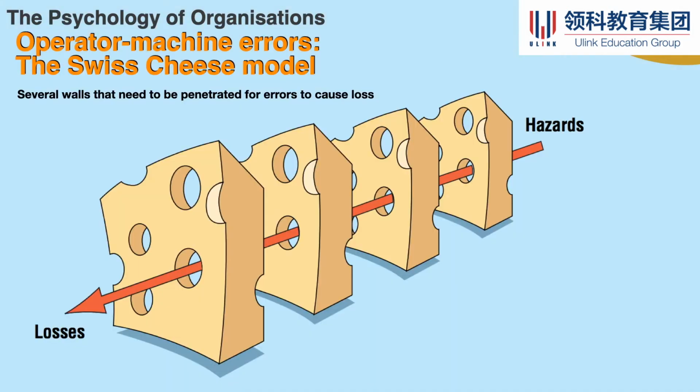Let me do a close-up of the Swiss cheese metaphor, and maybe that'll make it clear about how this works. There are several walls that need to be penetrated for errors to occur. So usually it's not just a one-time thing. One thing leads to another, leads to another, leads to another. And things have to align just perfectly for all the fail-safes to be missed. And that's why he uses Swiss cheese. Those holes have to align just right.